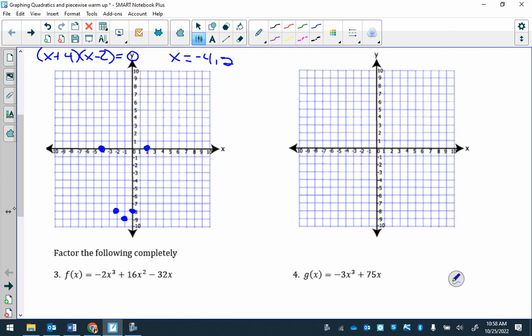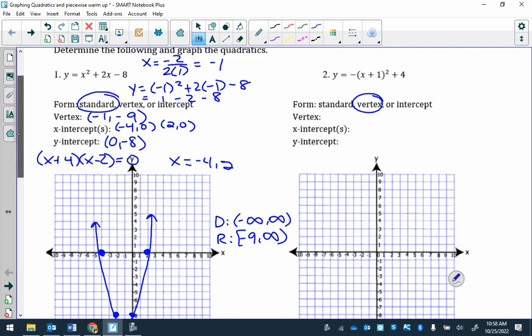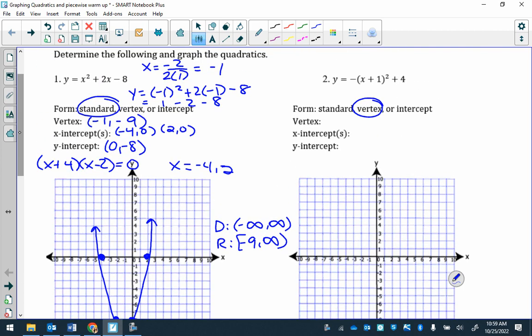Okay, good. All right. And one thing I did not add, what is the domain? -infinity to infinity. What would be our range? -9 to infinity. Okay, so our domain and range of that function. How many of you did get number 1 correct? Okay. Number 2 is in vertex form. What is our vertex? Yeah.